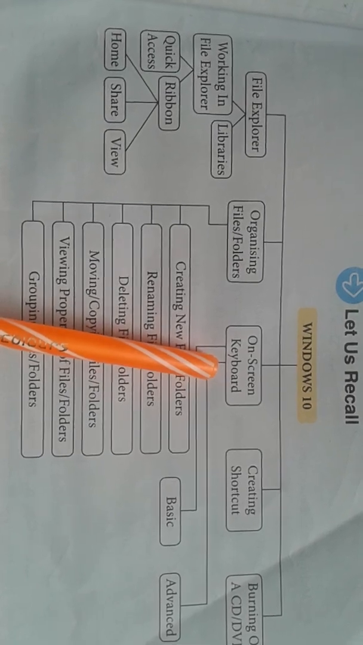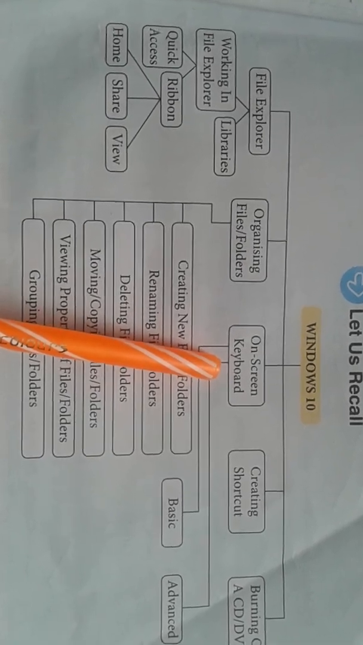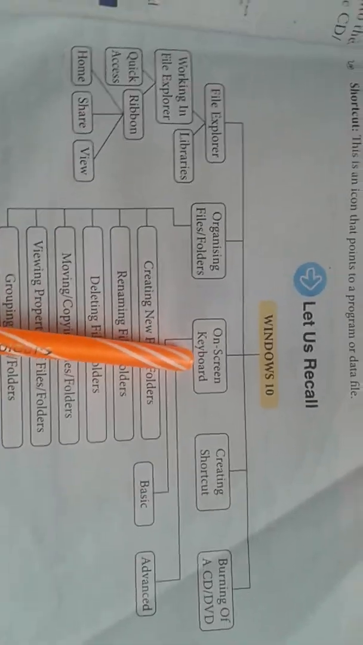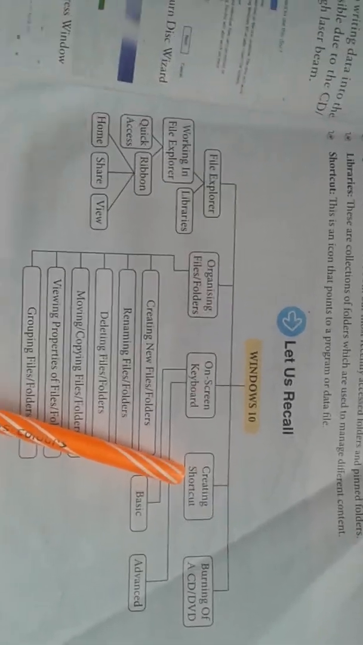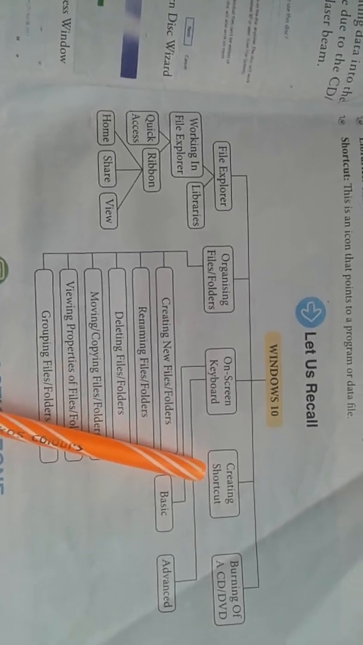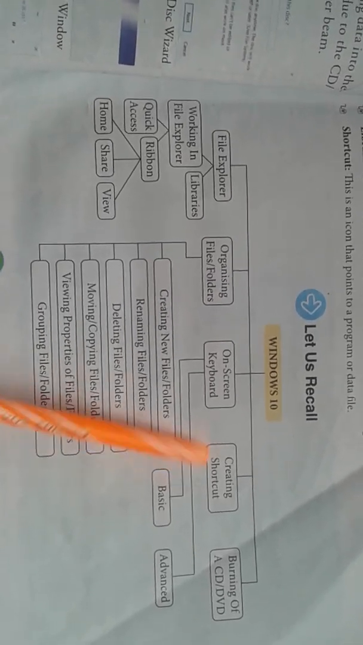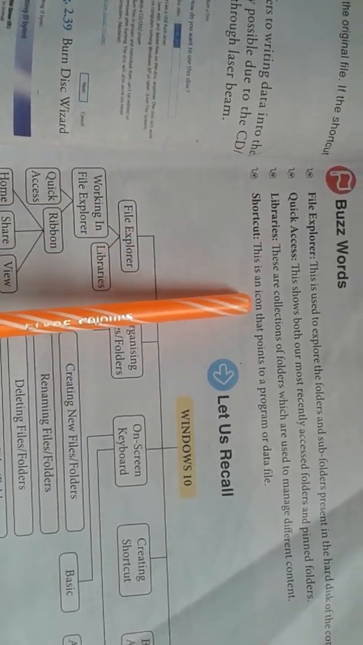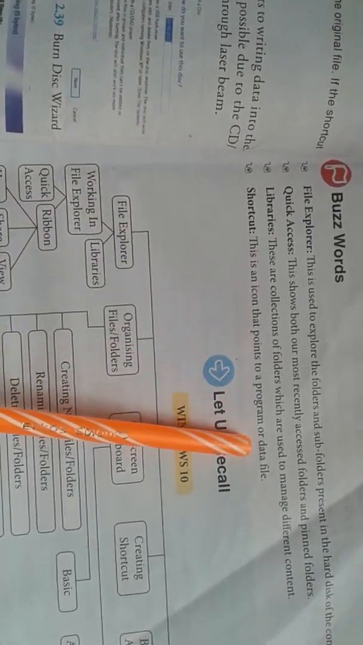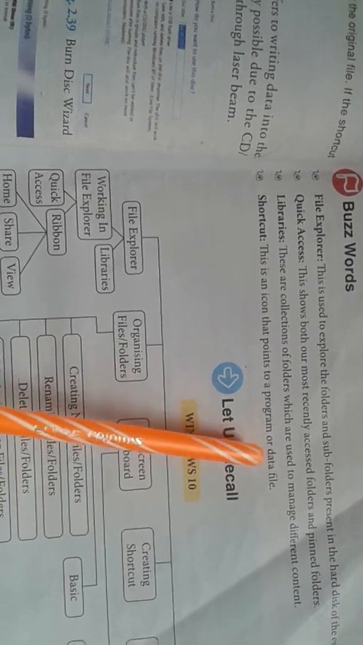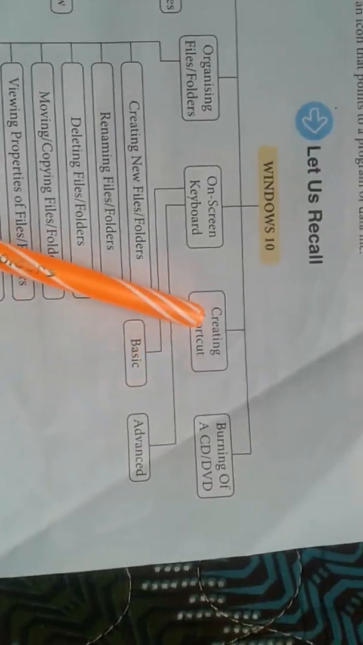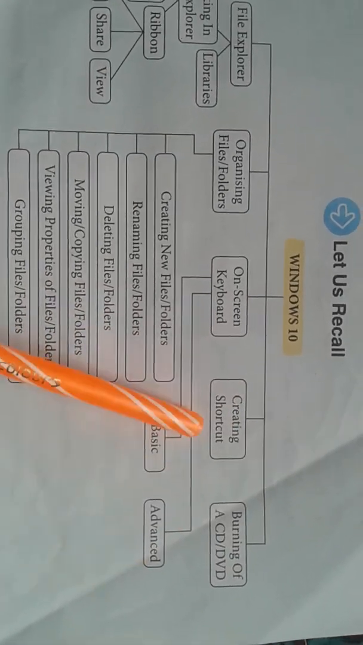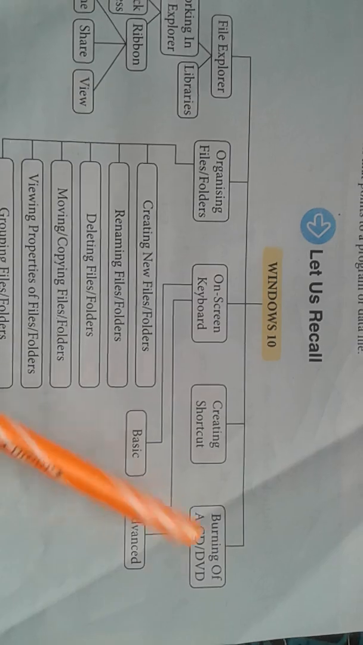On-screen keyboards, we already talked about that. There are two types of on-screen keyboards, basic and advanced keyboard. Creating shortcuts, a few seconds before I already told you about the shortcut. This is an icon that points to a program or data file. That one is a shortcut. So creating shortcuts, we know about this one in Windows 10.